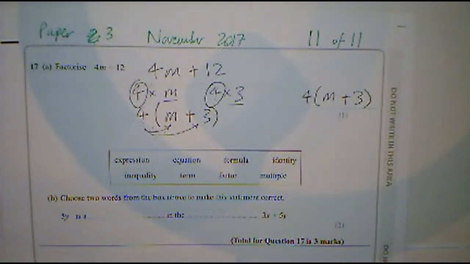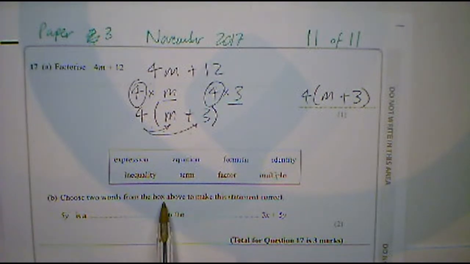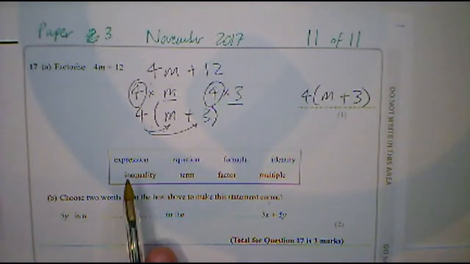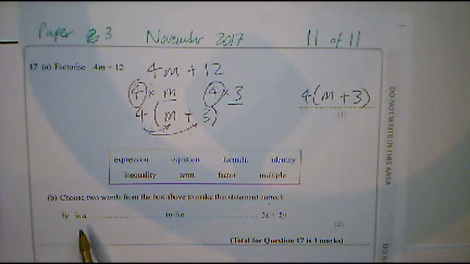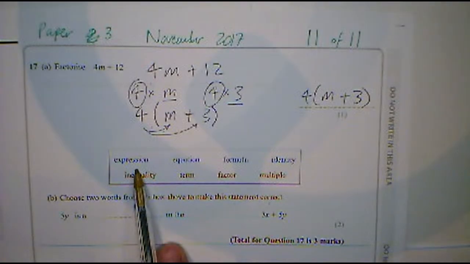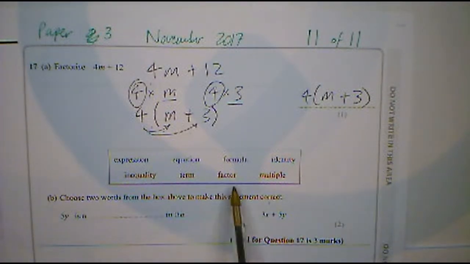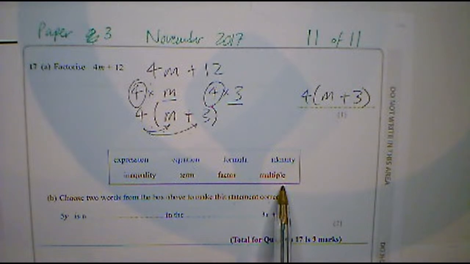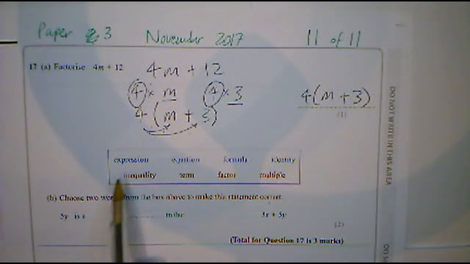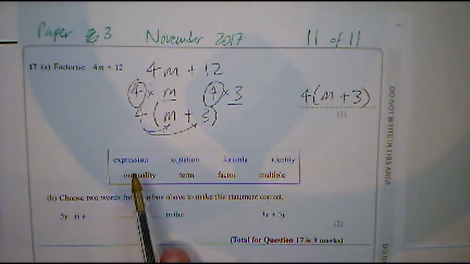So that's done. Now part B says, choose 2 words from the box above to make this statement correct. 5y is a something in the something 3x plus 5y. So we've got expression, equation, formula, identity, inequality, term, factor, multiple. Expression is like this, 5y. It's also like this as well. So we can keep that.